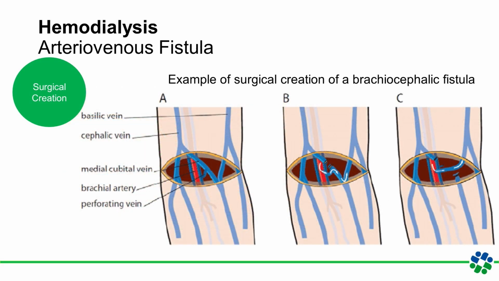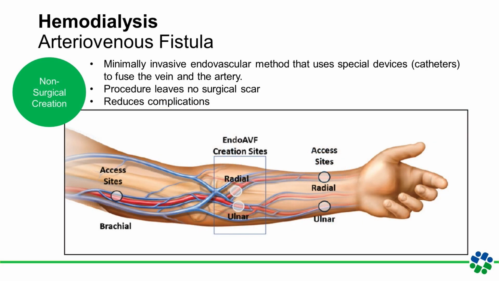And in this picture, we have an example of a brachiocephalic fistula. Note the incision, and you can see the venous anatomy, the arterial anatomy, and the different ways a physician may choose to take a vein and attach it to an artery to create an outflow fistula. Similarly, these various sites are the sites that are chosen for minimally invasive endovascular methods, which use the specialized catheters, as mentioned, to fuse artery and vein, and the procedure leaves no scar and reduces complications.